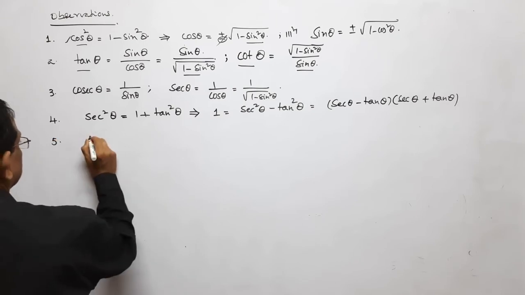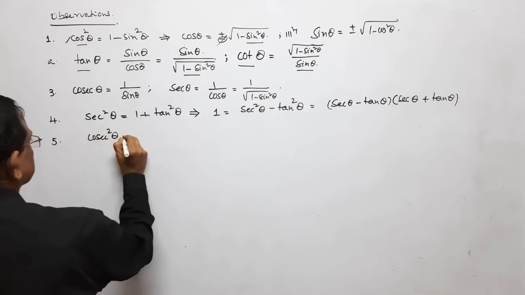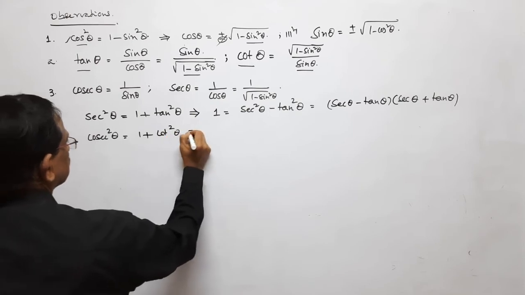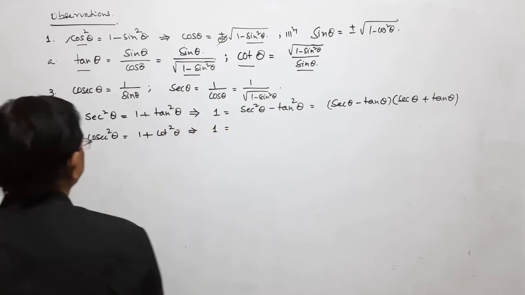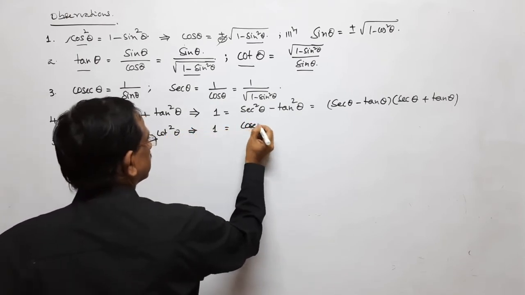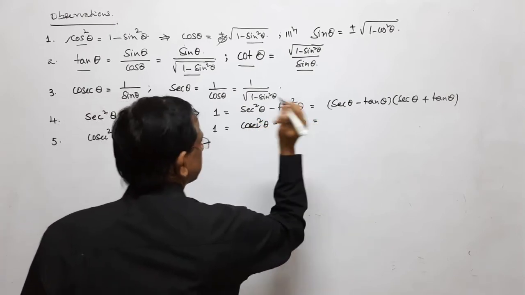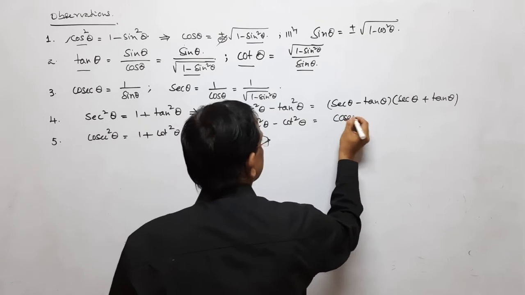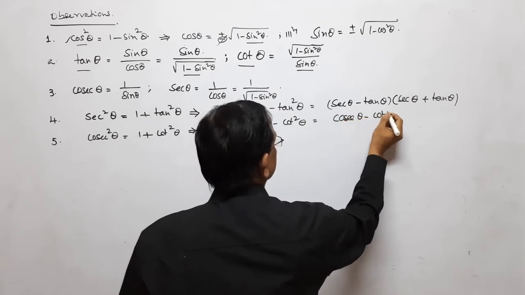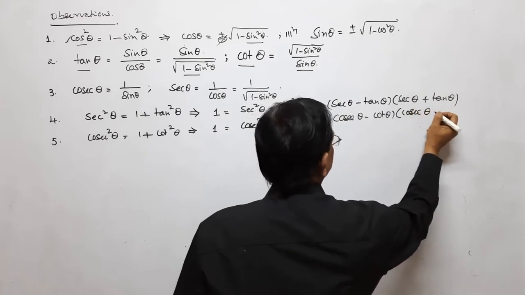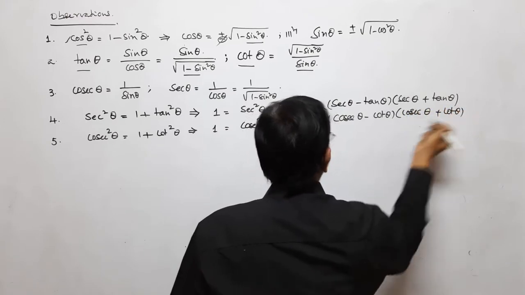What about cosecant square? Cosecant square theta is 1 plus cot square theta. So I would like to write 1 is equal to cosecant square theta minus cot square theta, which is equal to cosecant theta minus cot theta into cosecant theta plus cot theta. This is a plus b into a minus b.